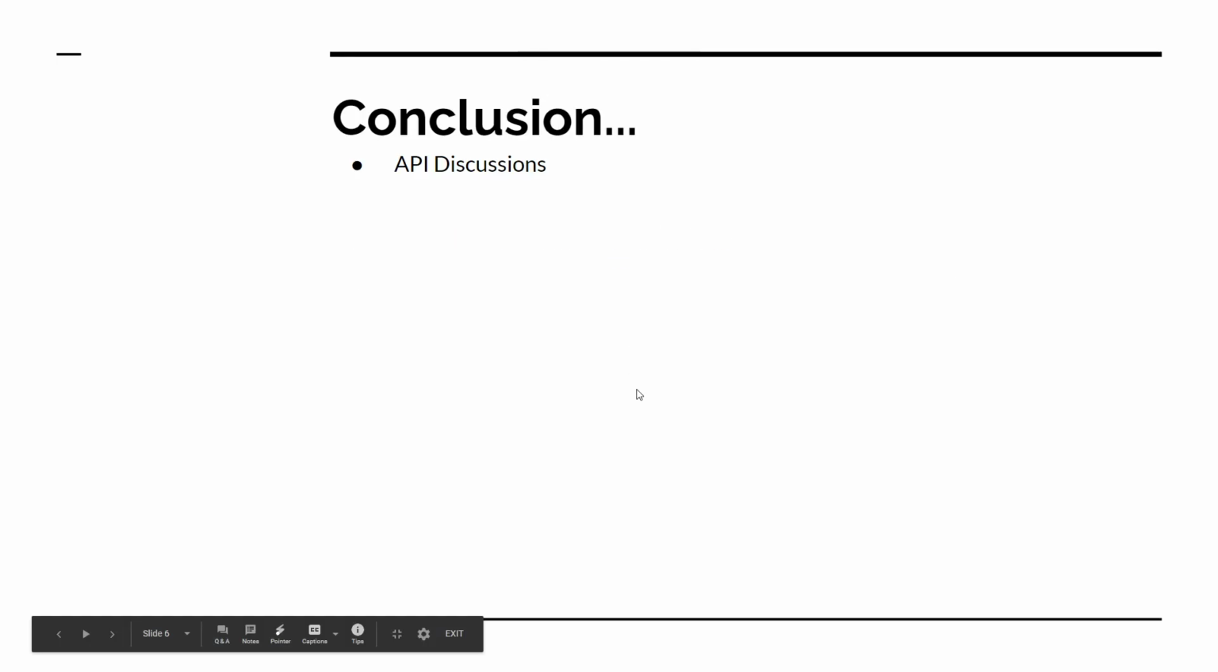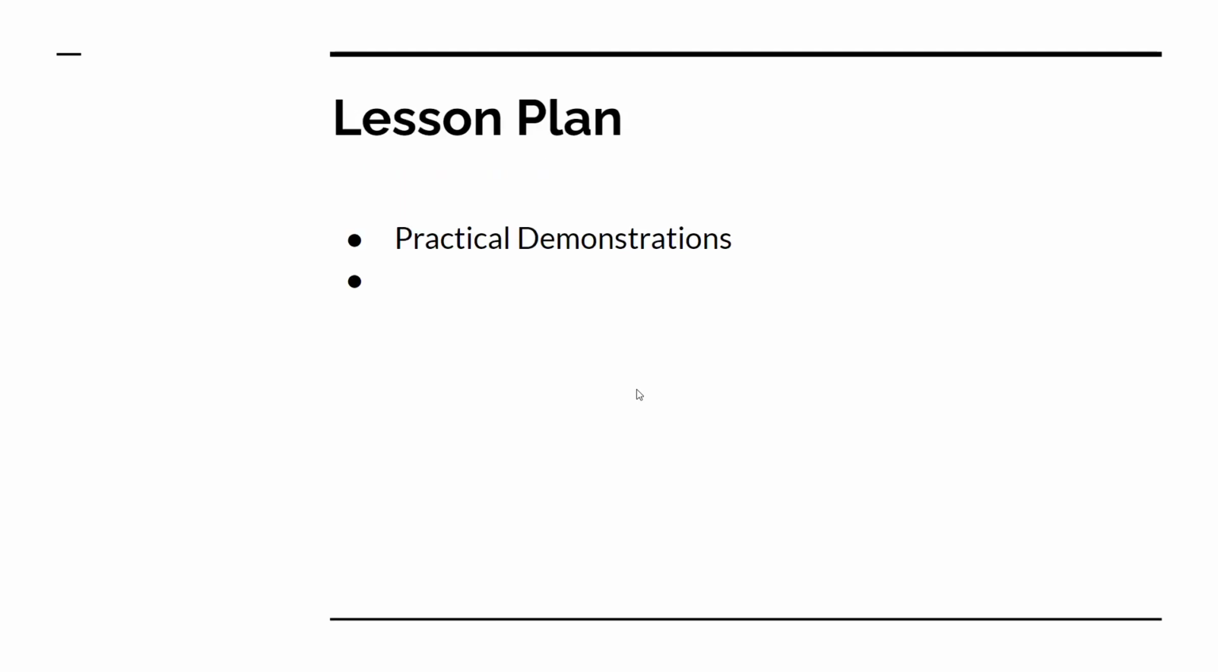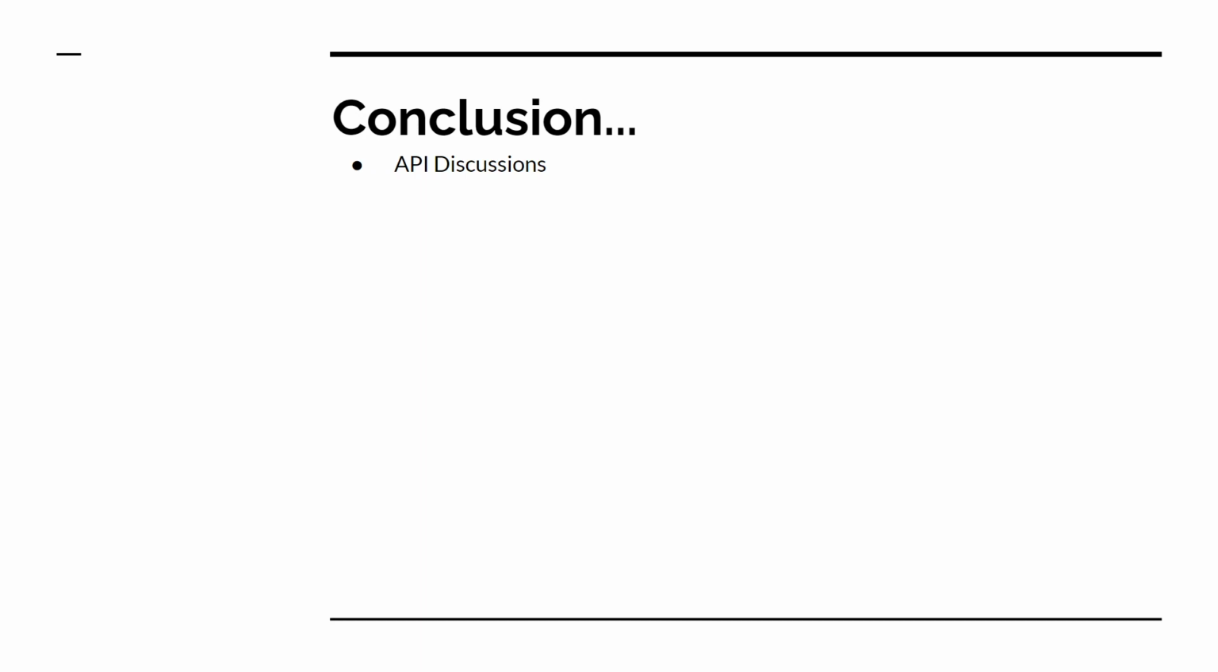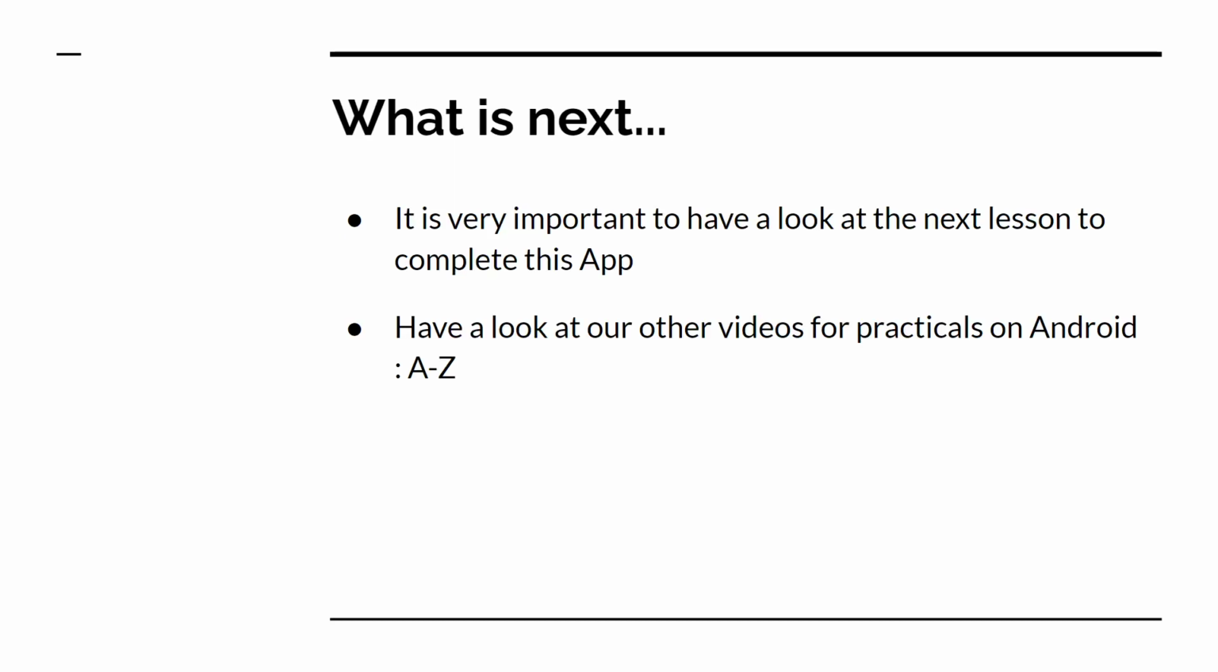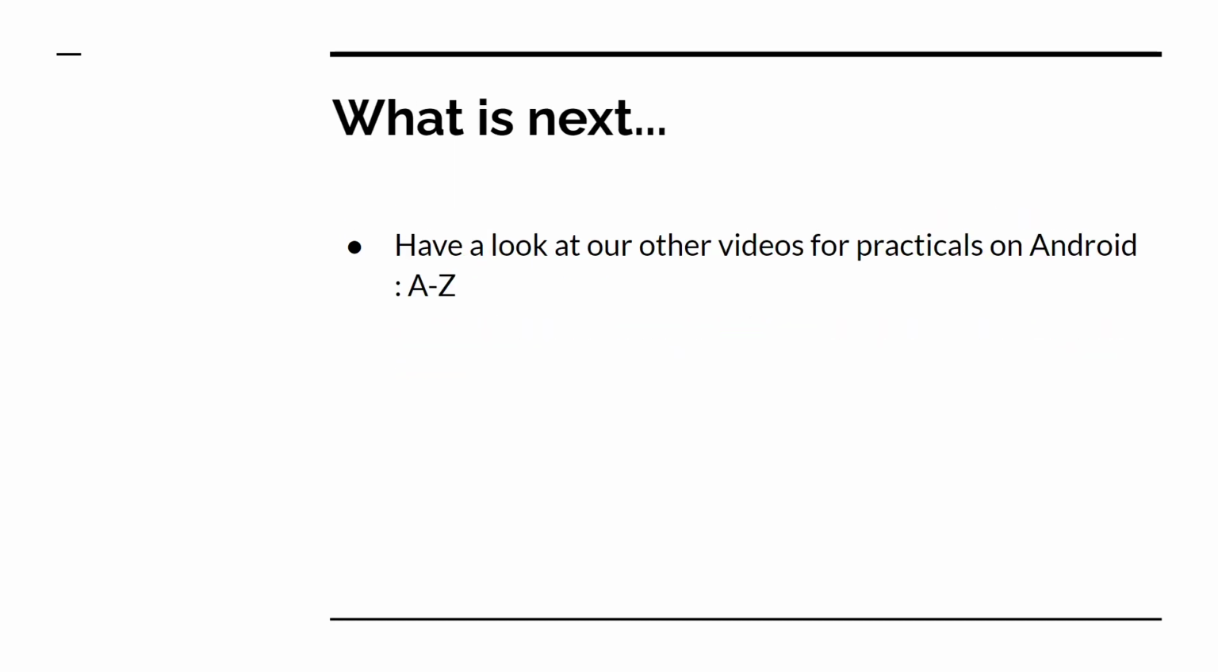Okay, so based on the practical discussions and demonstrations done, and then the API discussions, you got a clear understanding of how the API is important, how to clear the doubts or confusions you got in the code using the API, and how to traverse the API. The reference was the Android developer docs, and the API is the most important part of this. So what's next? This lecture completes this small app.